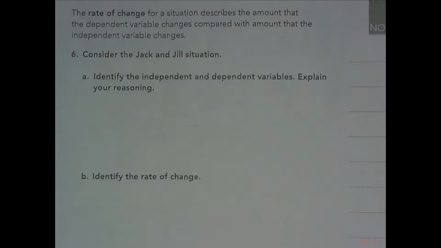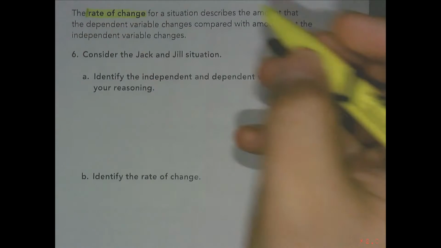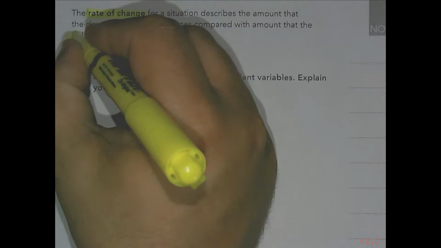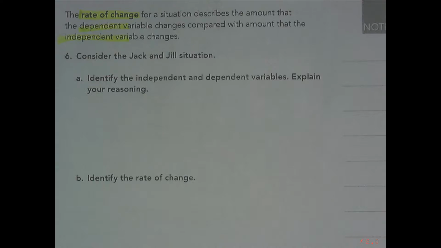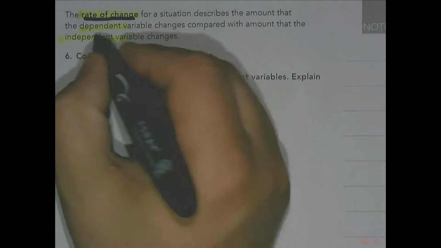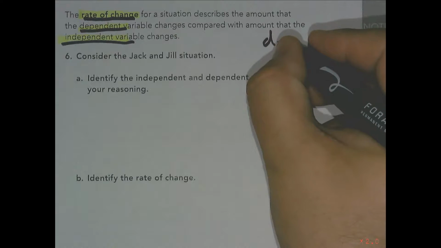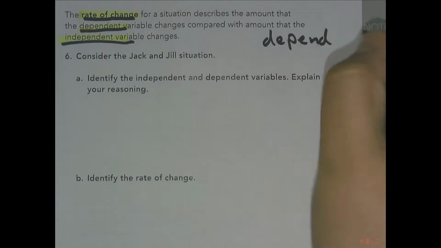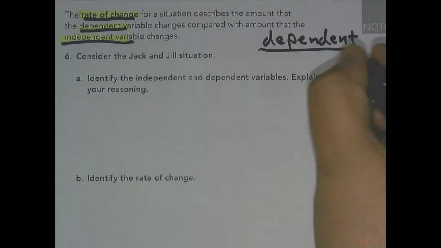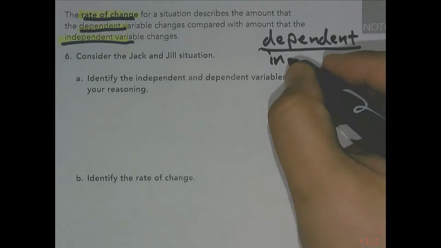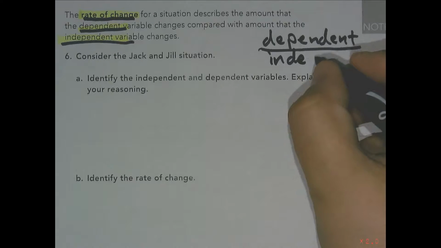So the rate of change for a situation describes how the dependent variable changes compared to the amount of the independent variable. So I want to highlight a couple of things: dependent variable and independent variable. If you don't have a highlighter, just put rate of change, dependent and independent. What you guys don't realize is that the dependent variable is almost always on the top. So we usually do the dependent variable on the top when we talk about this rate of change over the independent.